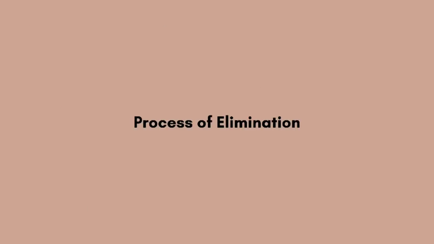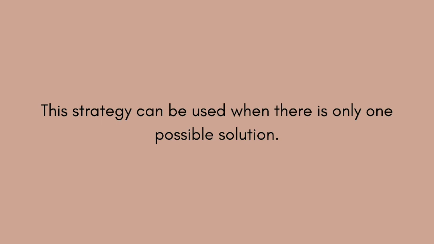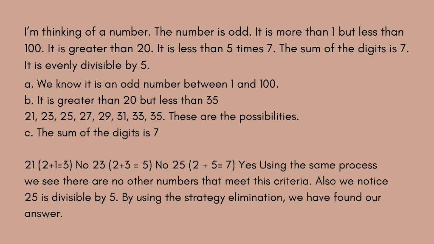The next strategy is the process of elimination. This strategy can be used when there is only one possible solution. For example, I'm thinking of a number. The number is odd. It is more than 1 but less than 100. It is greater than 20. It is less than 5 times 7. The sum of the digits is 7. It is evenly divisible by 5.